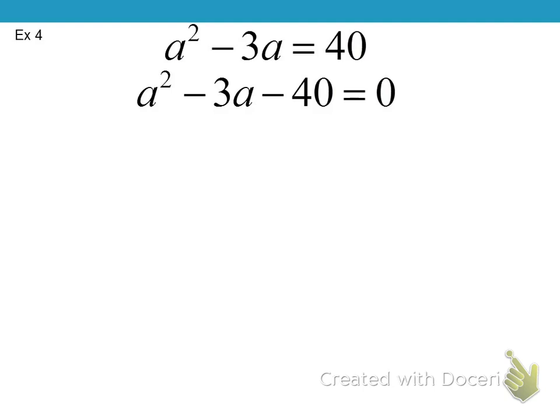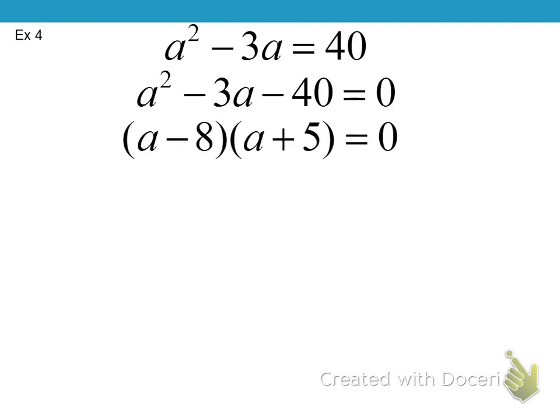Now what multiplies to negative 40 and adds to negative 3? Negative 8 and positive 5. Negative 8 and positive 5. Now, do I have to do the bottoms up division step on this one? No, the leader is a 1.